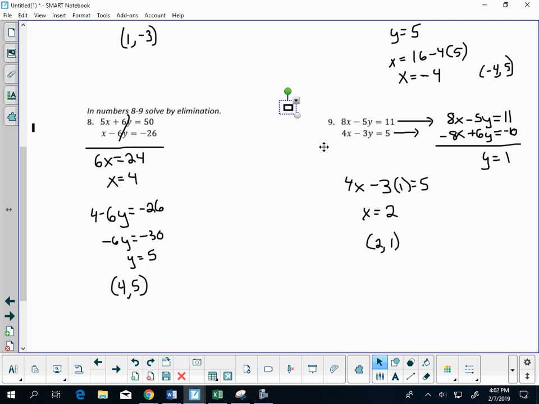For number 9, I needed to create opposite coefficients. So what I did was I multiplied the bottom one by -2. Because I have an 8 here, the opposite of 8 is -8. If I multiply this 4 by -2, it creates a -8. So my x's cancel. -5 plus 6 is 1y. 11 plus -10 is 1. So my y value is 1. I need to solve for x. I chose the bottom equation and got x equals 2. And that is going to be my answer there.